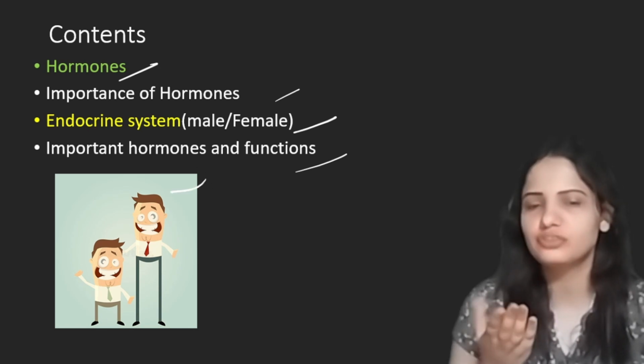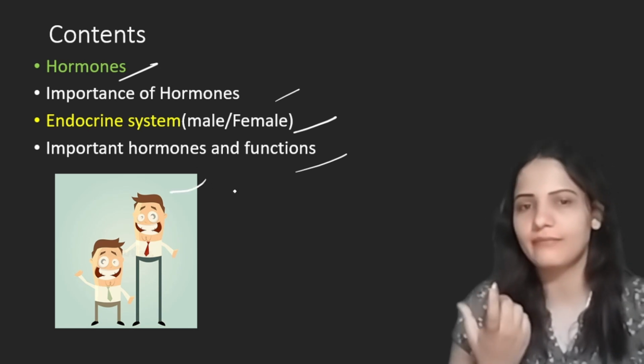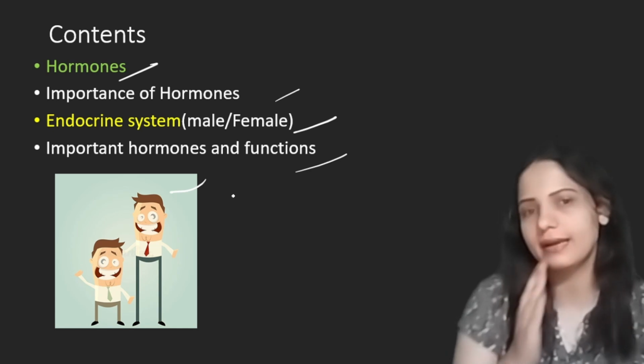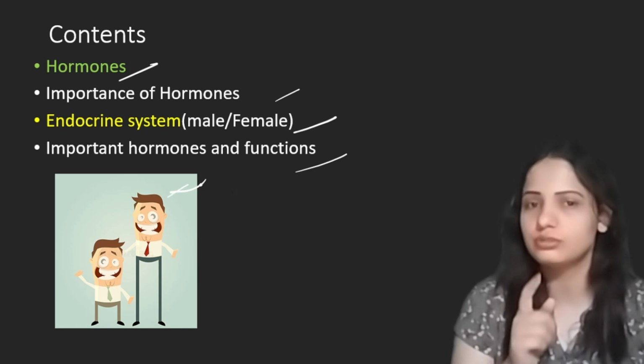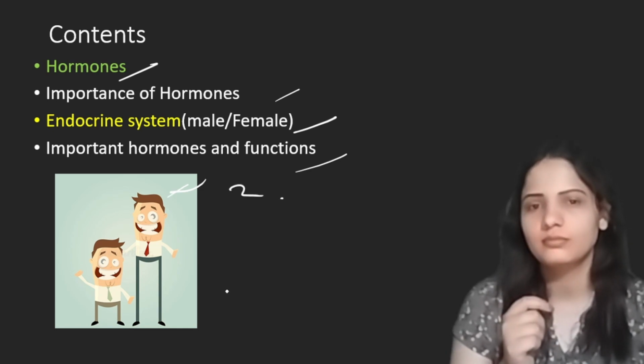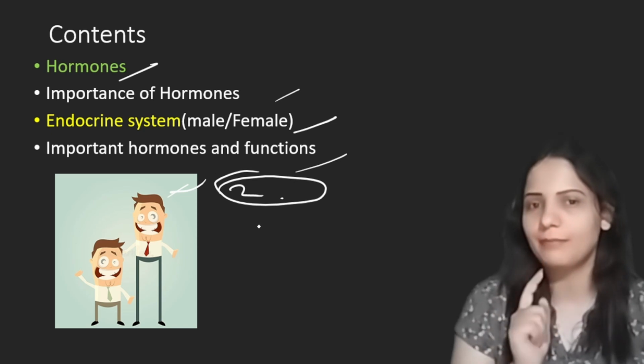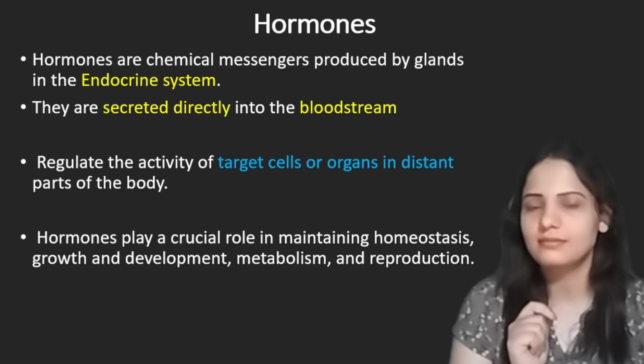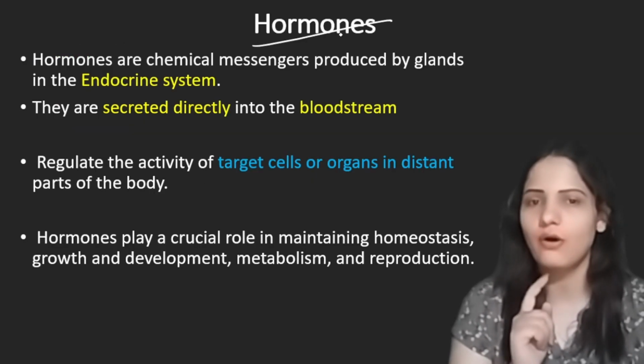Now this picture is showing one person who is shorter in height, while the other person has got good height. Why so? We will know the reason in an upcoming slide. Now we can start with the lecture. Here first we have hormones.